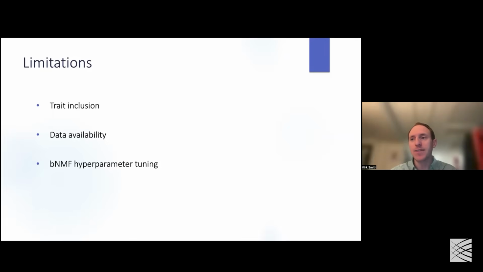And then finally, something that we're looking into a bit more now is tuning the hyperparameters of the BNMF algorithm. There are things you can adjust, such as the tolerance threshold or the gamma prior, that will affect the clusters that you end up getting. So I think for future papers, it might be important to do some type of sensitivity analysis on these hyperparameters. I think this could be a really useful analysis because it might help us identify the most robust clusters.